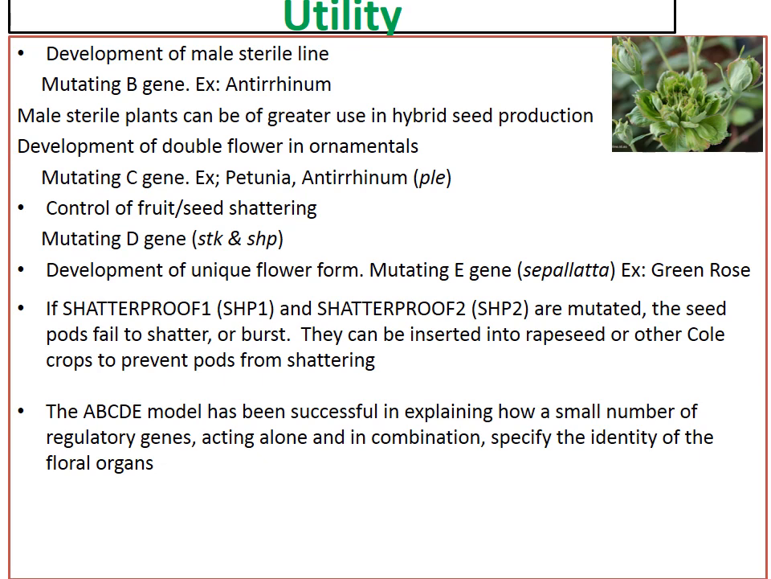Controlling fruit and seed shattering by mutating the D gene. Development of unique flower forms by mutating E genes, for example the green rose. If SHATTERPROOF 1, that is SHP1, and SHATTERPROOF 2, SHP2, are mutated, the seed pods fail to shatter or burst. They can be inserted into rapeseed or other cole crops to prevent pods from shattering. As we know, it's one of the major problems in rapeseed and mustard during the harvesting stage.